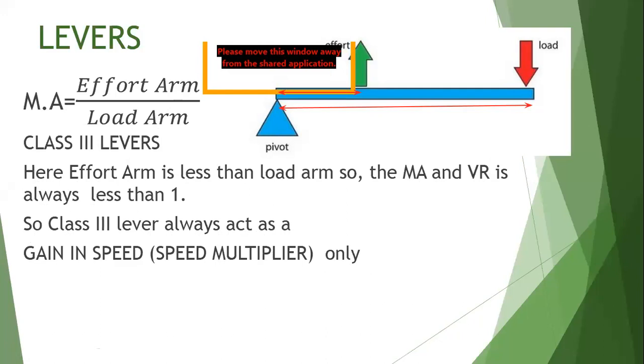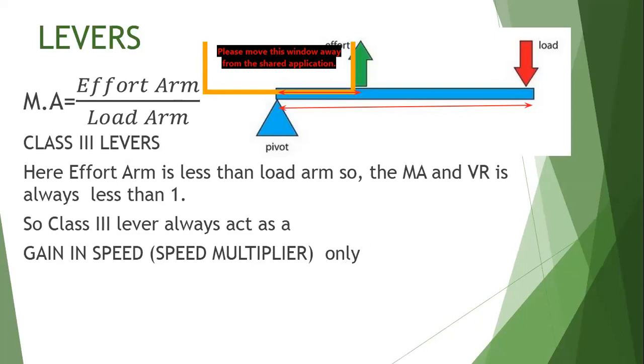So a very quick summary of the topic. Class 1 lever can have all the three characteristics of a machine. My class 1 lever can act as a force multiplier, can act as a gain in speed, as well as a change in the direction of force. But my class 2 can only act as a force multiplier, and my class 3 lever will only act as a gain in speed.